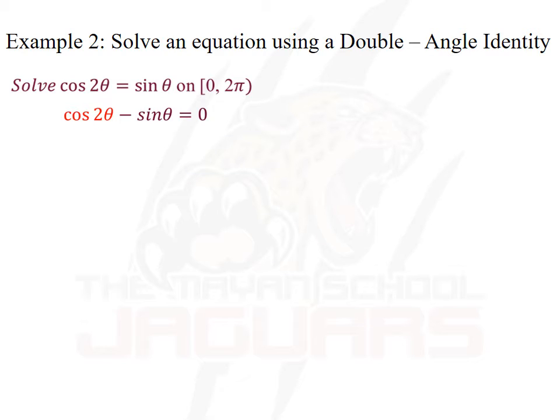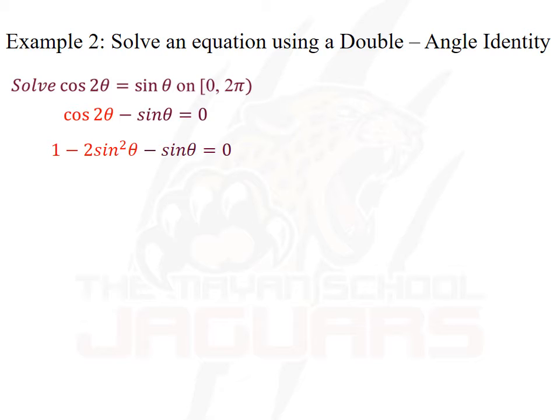And let's begin. I know that the cosine of 2 theta has 3 identities. And I need to choose the one that has sine involved in that identity. The identity that has only sine involved is the one that says cosine of 2 theta equals 1 minus 2 sine square of theta. That's exactly the identity that I'm going to use here.